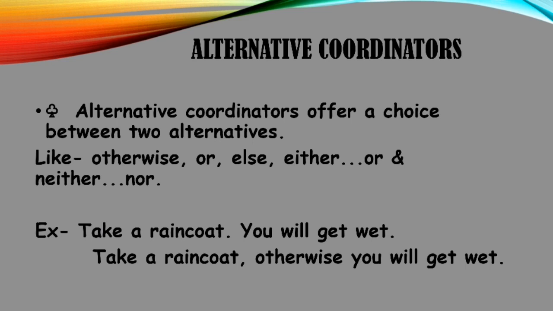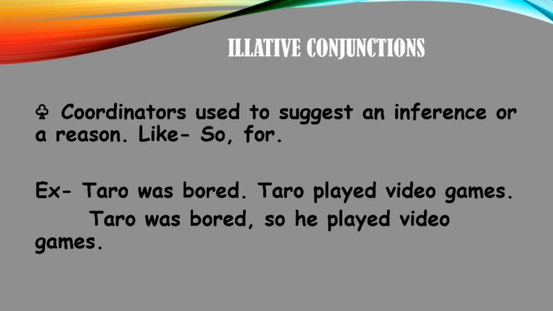When you are comparing. Now next come alternative coordinators. Alternative, you all know, is when we have a choice. So alternative coordinators offer a choice between two alternatives, like otherwise, or, else, either or, neither nor. Let's take an example. Take a raincoat, you will get wet. Take a raincoat, otherwise you will get wet. So "otherwise" is an alternative coordinator, because choice is shown: whether you take the raincoat or you will get wet. So you are having a choice whether to take the raincoat or get wet. So alternative coordinators are used for choices.